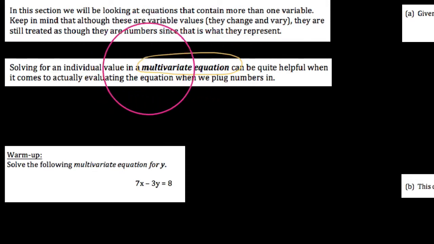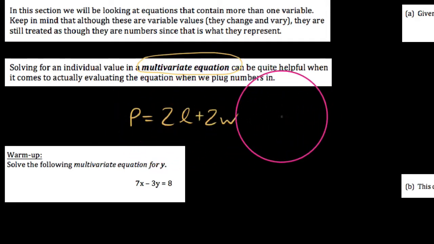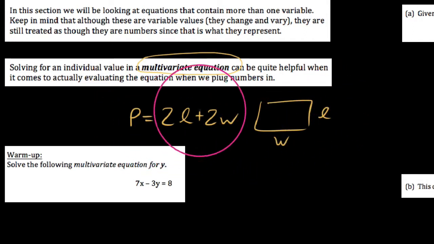And you might surmise, it's called multivariate because it's many variables, all right? But these are actually more common than you would think. As a matter of fact, if we were to write out, say, the formula for the perimeter of a rectangle, which is 2 lengths plus 2 widths, if I had a rectangle look like this, a length and a width, this is a multivariate equation. It's just that sometimes we like to isolate particular values.